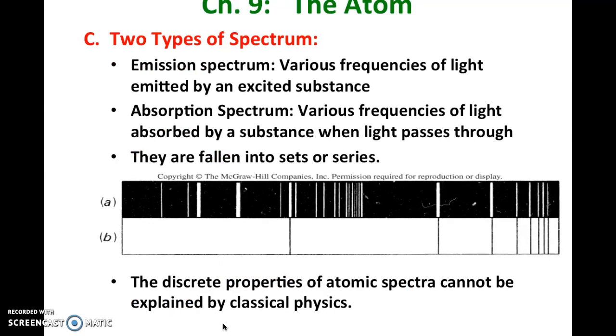Various frequencies of light emitted by an excited substance are called the emission spectrum. Various frequencies of light absorbed by a substance when light passes through are called the absorption spectrum. Both emission and absorption spectra are discrete and fall into sets and series. These properties of atomic spectra cannot be explained by classical physics.